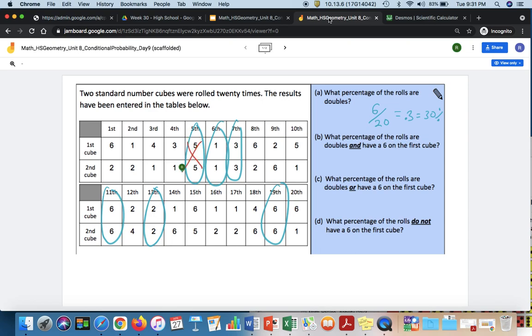The 5th roll does not have a 6 on that first cube. The 6th roll does not have a 6 on that first cube. The 7th roll does not have a 6 on that first cube. And the 13th roll does not have a 6 on that first cube. That leaves us with the 11th and 19th roll as doubles that also have a 6 on the first cube. So doubles that have a 6 on the first cube are the 11th and 19th roll, which are 2 out of 20, which simplifies to 1 out of 10.